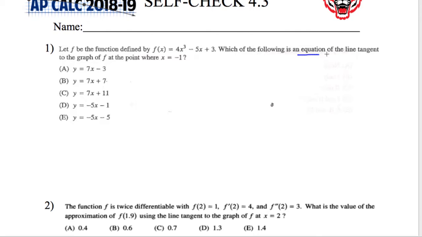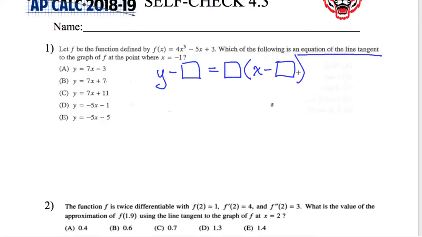So as soon as you see equation line tangent, you do what? Y minus block is equal to block times x minus block, and we know it goes on each of these. This is our y1, our x1, and that is our slope. That is our f prime. So we have our x. Our x is -1. I can plug in -1 right here. To get my y, I plug it into f.